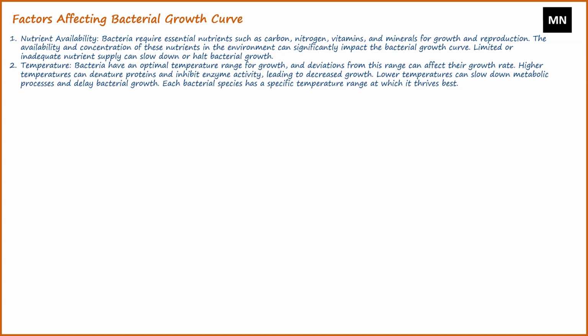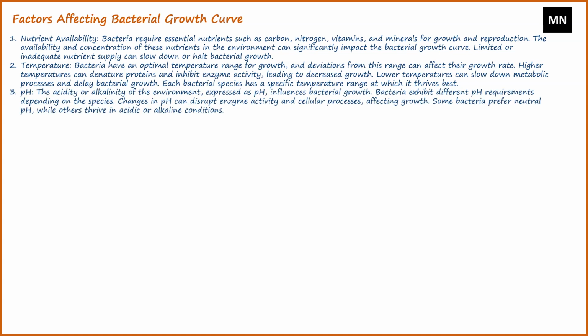Temperature. Bacteria have an optimal temperature range for growth, and deviations from this range can affect their growth rate. Higher temperatures can denature proteins and inhibit enzyme activity, leading to decreased growth. Low temperatures can slow down metabolic processes and delay bacterial growth. Each bacterial species has a specific temperature range at which it thrives best.